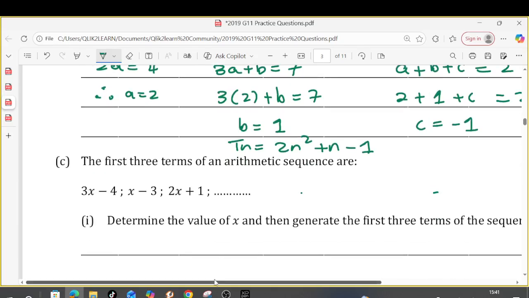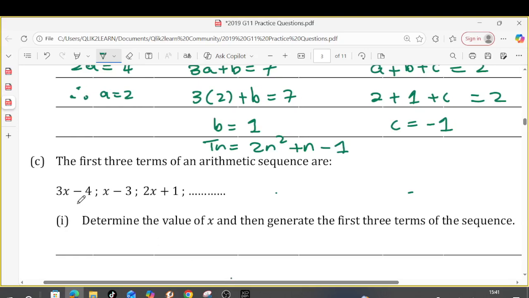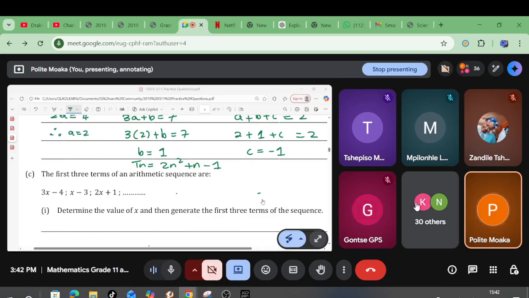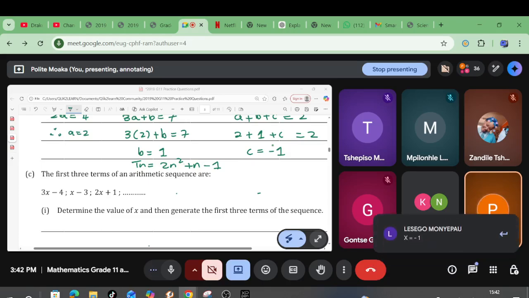So I'm just going to give you time, guys, to work on this question. Please make sure you work on it. They say that the first 3 terms of an arithmetic sequence are given. They want you to determine the value of x and then generate the first 3 terms of the sequence. Remember, you had the whole day to work on these questions. X is equal to minus 1. You already have x. Wow, Lucille, that was fast.